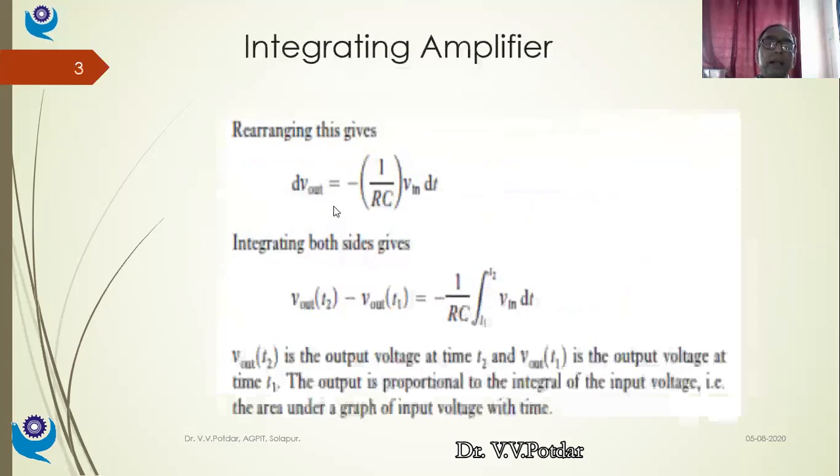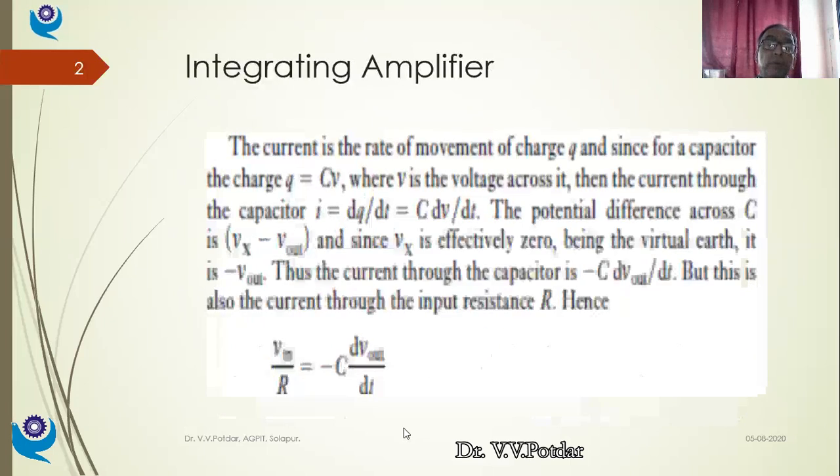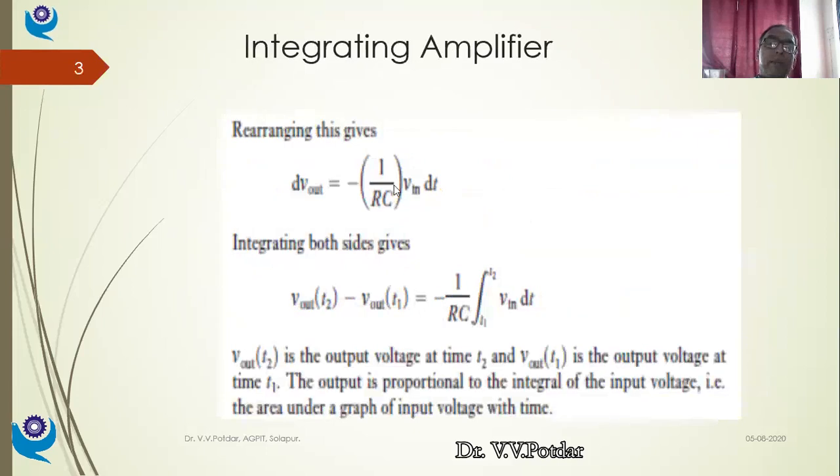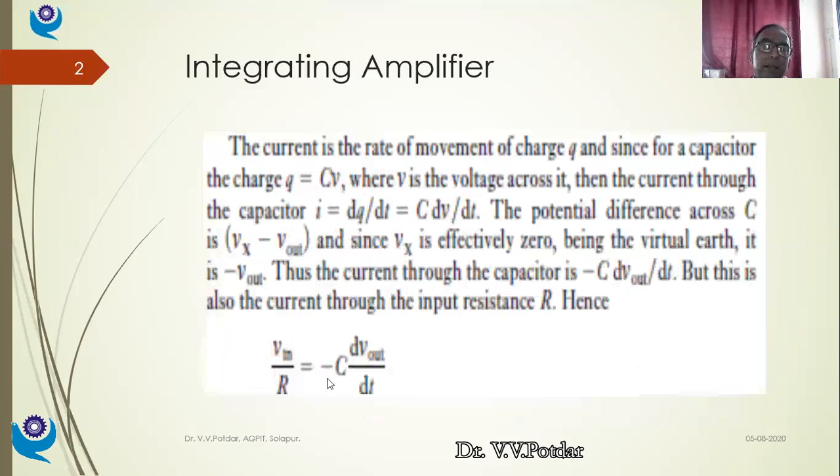Rearranging and solving for dV out, what will happen? dt is taken on the right hand side, and minus C is taken on the left hand side. It will go as 1 by RC. So minus 1 by RC into V in into dt will be dV out.